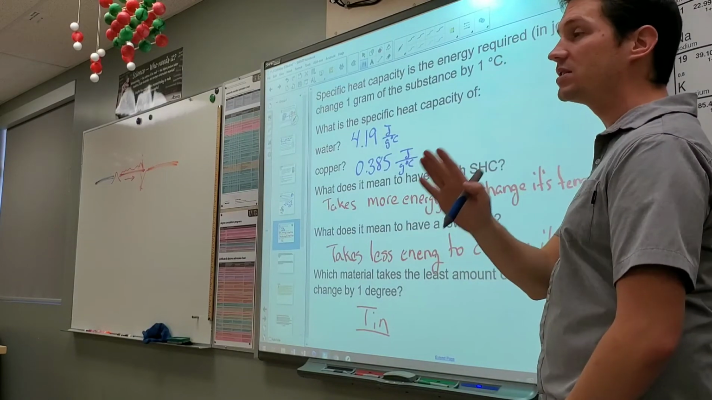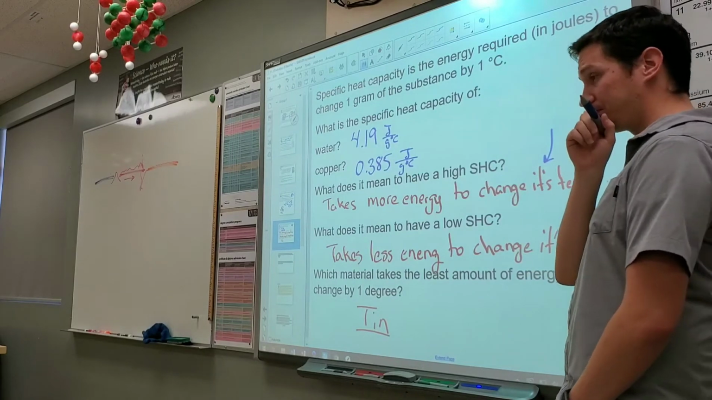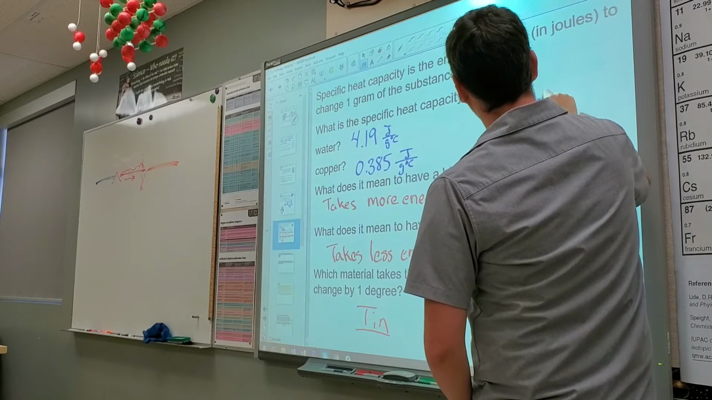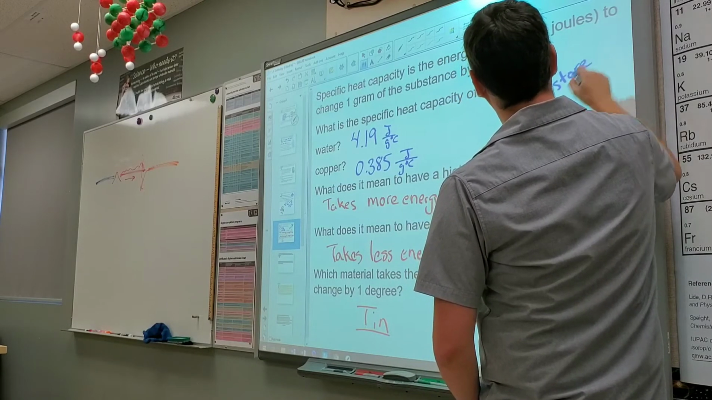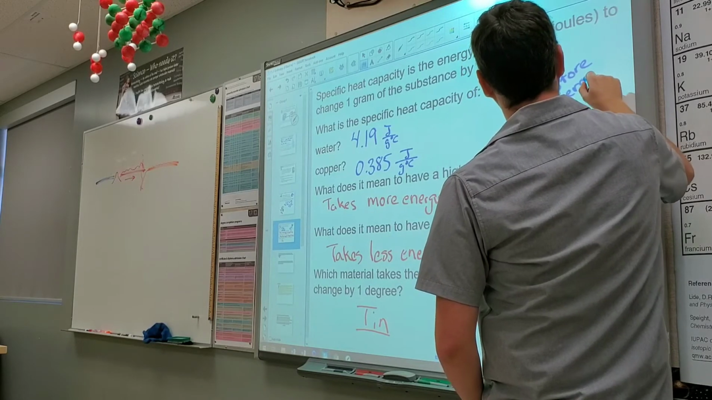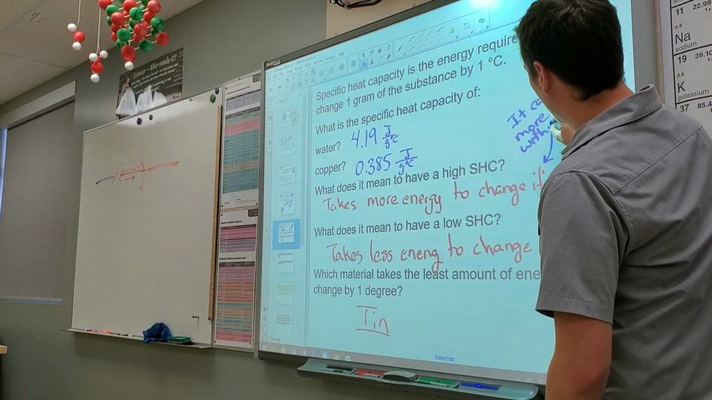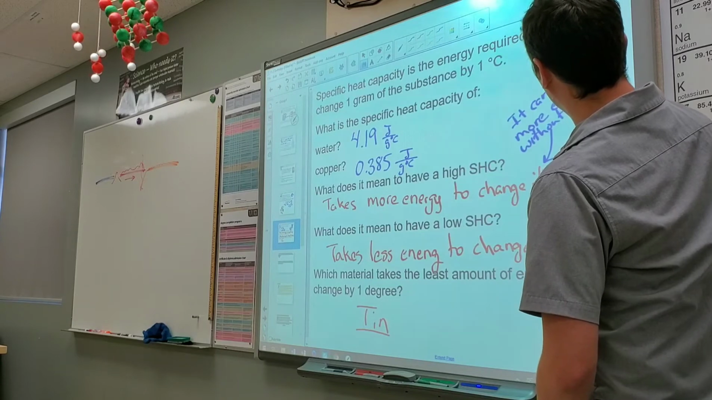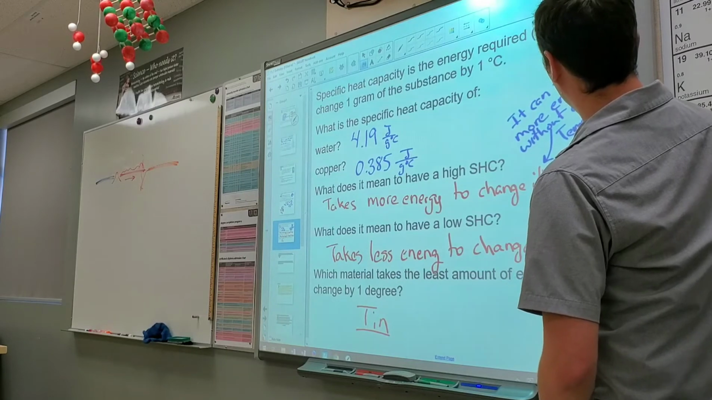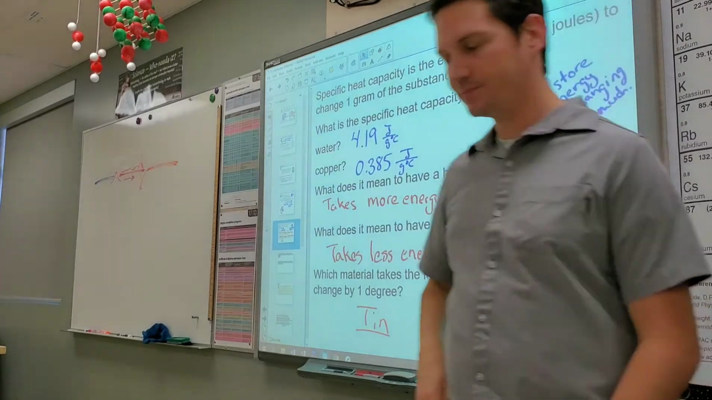Another way of interpreting specific heat capacity, I would like you to write this down, is that it can store more energy without changing temperature much. Now, that's kind of a stupid way, and I wish I would have phrased that better, but here we are.